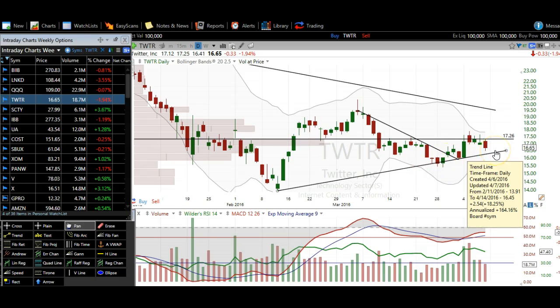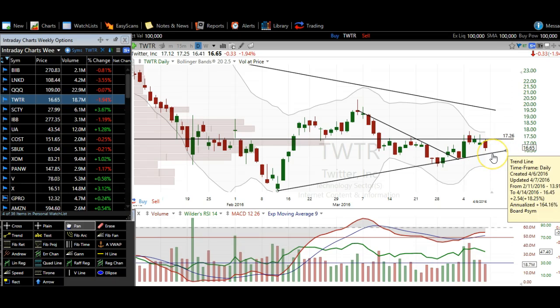So definitely a valid uptrend line. And we did break over this short-term downtrend line right here. So looking like Twitter can definitely head higher. But again, this uptrend line has to hold for Twitter.